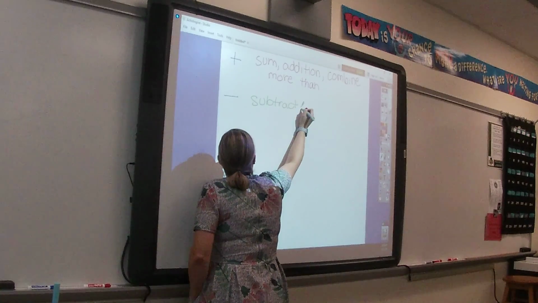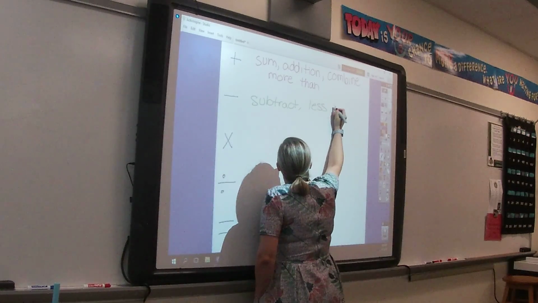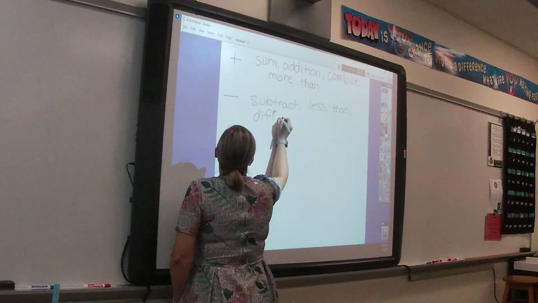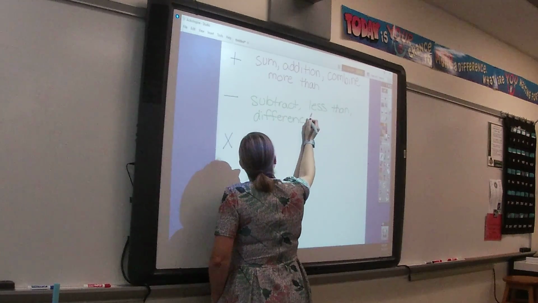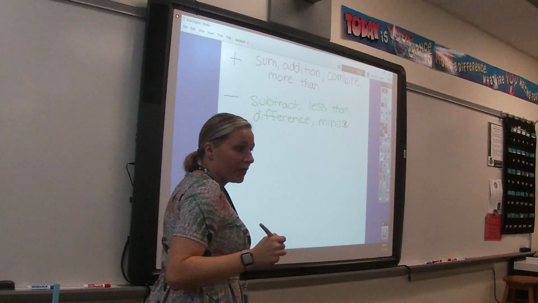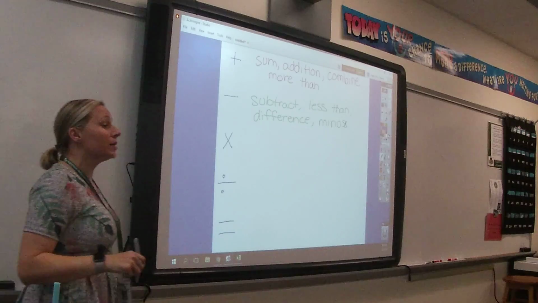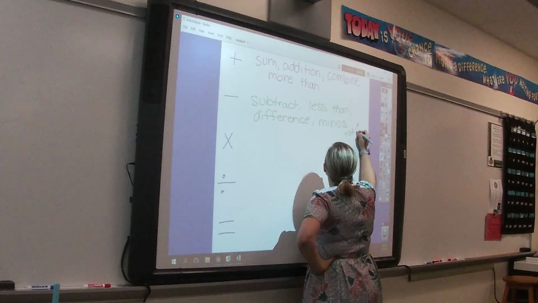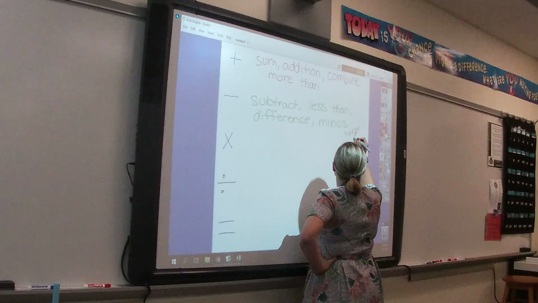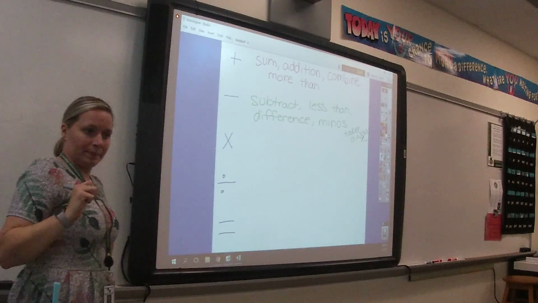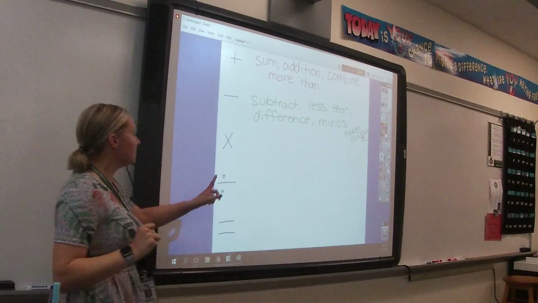Less than. Difference. Minus. Fewer than, tinier than, more minuscule than, take away, taken away. We agree? How about the next term?